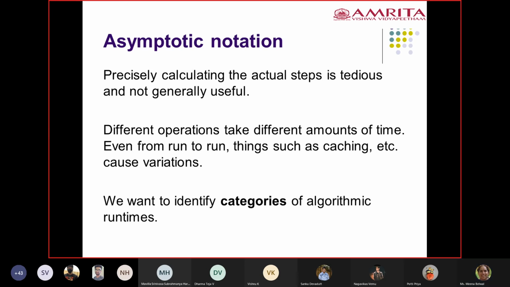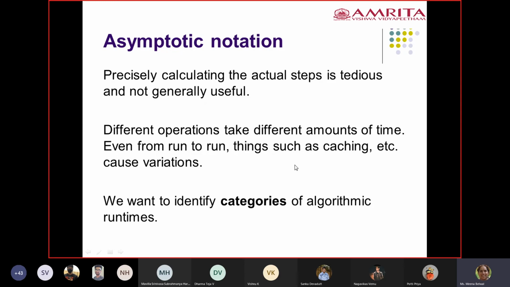If you actually start measuring the time, you will realize that different runs give you different amounts of time, because there are many things involved. You know about something called caching, right? Suppose we take the previous example we saw, sum is equal to sum plus xi. The first time, when sum is brought from the main memory, it takes more time. But next time onwards, sum is already there in cache memory, so it may take less time. So it depends from run to run and what kind of memory you are using.